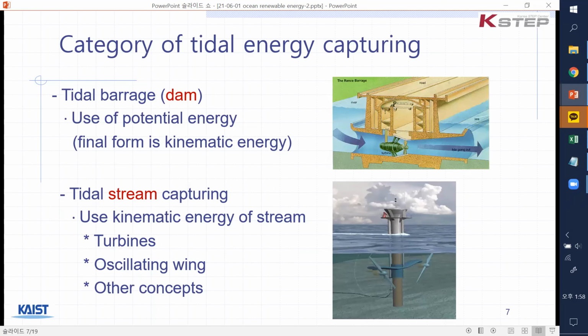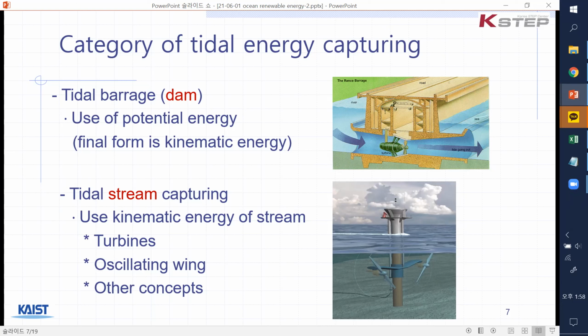For tidal energy capturing, usually we use a dam. We use the potential energy of the height of the water level and change it into kinetic energy. The other one is tidal stream capture. There is no dam, only a tower inside the water. The turbine and oscillating wings and other things are used.